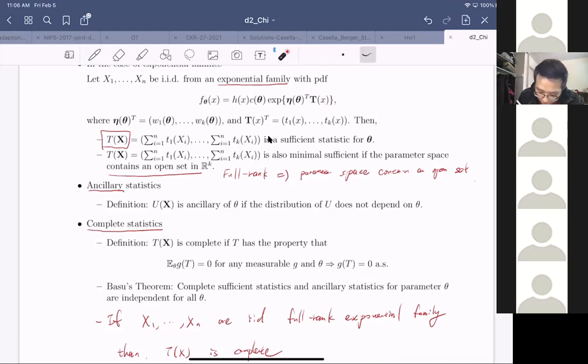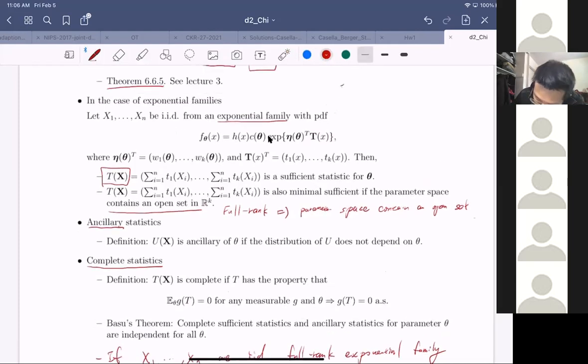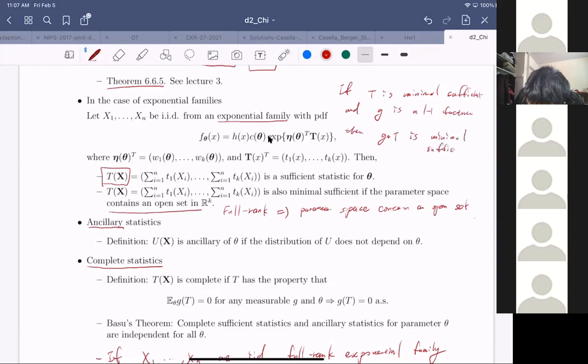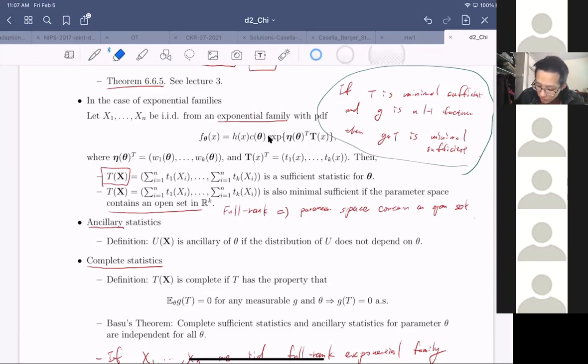But you can also use some property. So if T is minimal sufficient, and g is a one-to-one function, then g of T is also minimal sufficient. To transform T to another function.